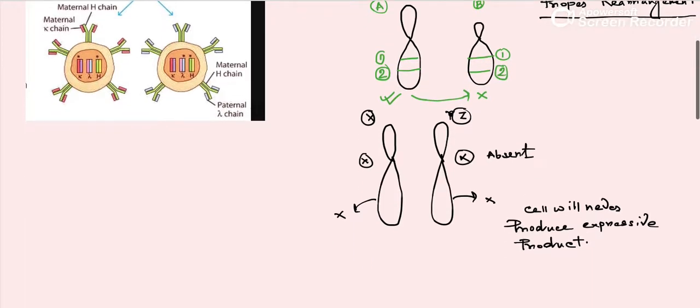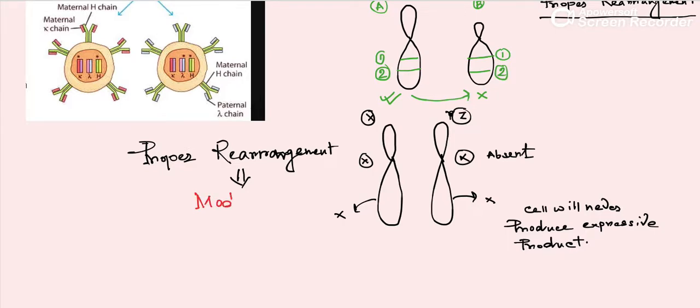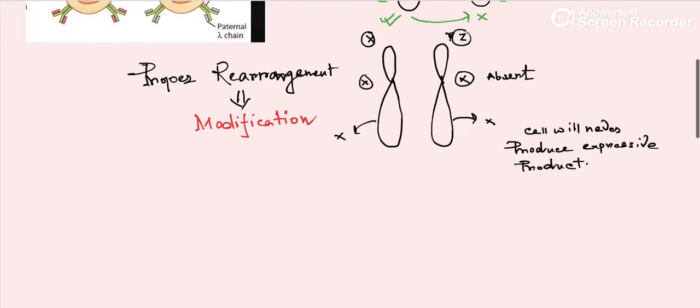What does proper rearrangement mean? Why am I saying proper rearrangement? What does it mean in life science? I want to say here that proper rearrangement is nothing but modification. We can easily change this term into modification. Modification occurs in these genes of the chromosome.